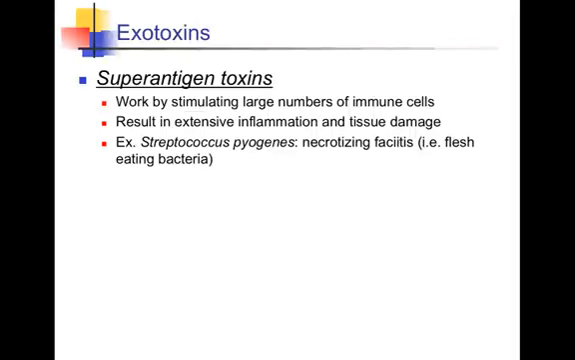Last class of toxins we'll talk about are exotoxins. These are highly antigenic and oftentimes result in intense inflammatory responses. One example of this is an exotoxin produced by Streptococcus pyogenes, which results in high levels of inflammation and necrotizing fasciitis of infected tissue. This is where the inflammatory response is so intense it cuts off circulation to the infected tissue and eventually results in necrosis or tissue death.